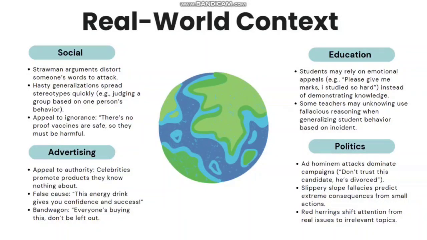For advertising, first, appeal to authority: celebrities promote products they know nothing about. Second, false cause: this energy drink gives you confidence and success. Third, bandwagon: everyone is buying this, don't be left out. For education, first, students may rely on emotional appeal, for example, please give me marks, I studied so hard, instead of demonstrating knowledge. Second, some teachers may unknowingly use fallacious reasoning when generalizing student behavior based on an incident.